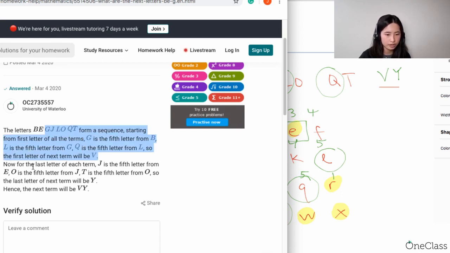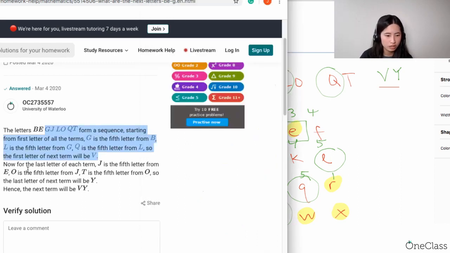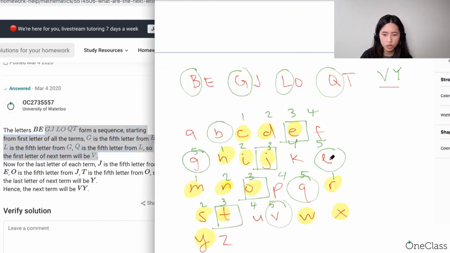Now for the last letter of each term, J is the 5th letter from E. O is the 5th letter from J, and T is the fifth letter from O, so the last letter of the next term would be Y. Okay, so they're using a different pattern here: for the last letter of each term, J is the fifth letter from E. They're counting 5, 1, 2, 3, 4, 5. And if you start from J, 1, 2, 3, 4, 5, that's the fifth letter. So this could be right as well.